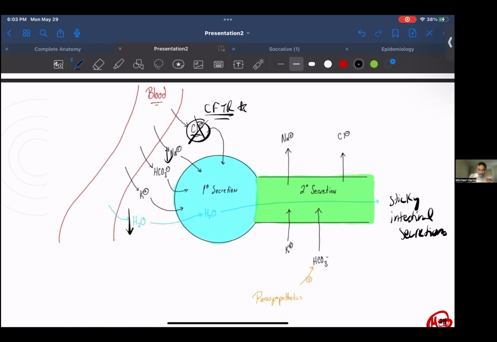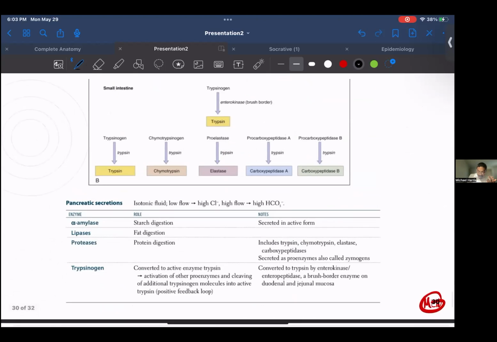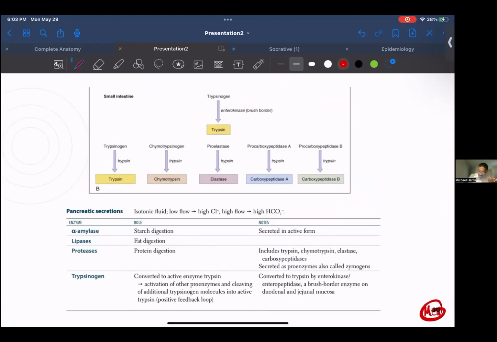Okay? Now, this is the opposite for the skin. In the skin, chloride is absorbed, which allows the sweat to not be so salty. So it's the opposite.